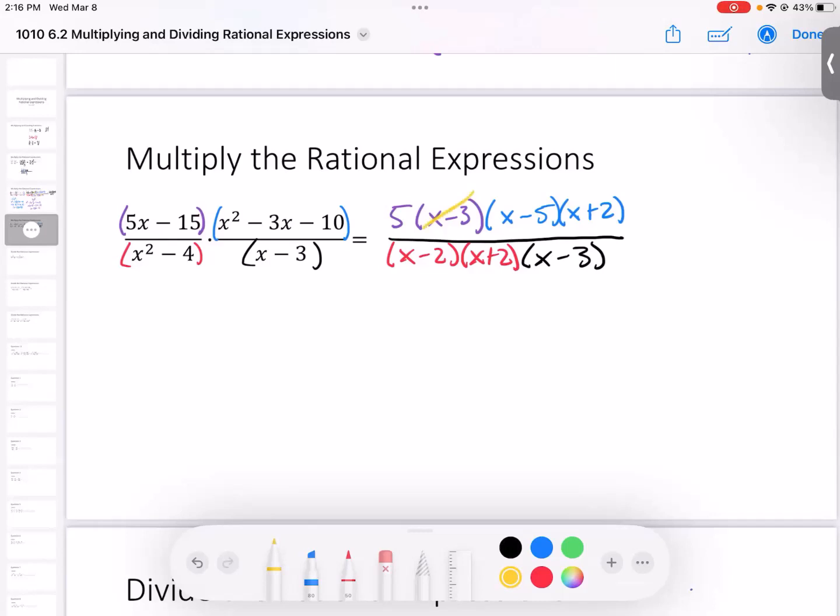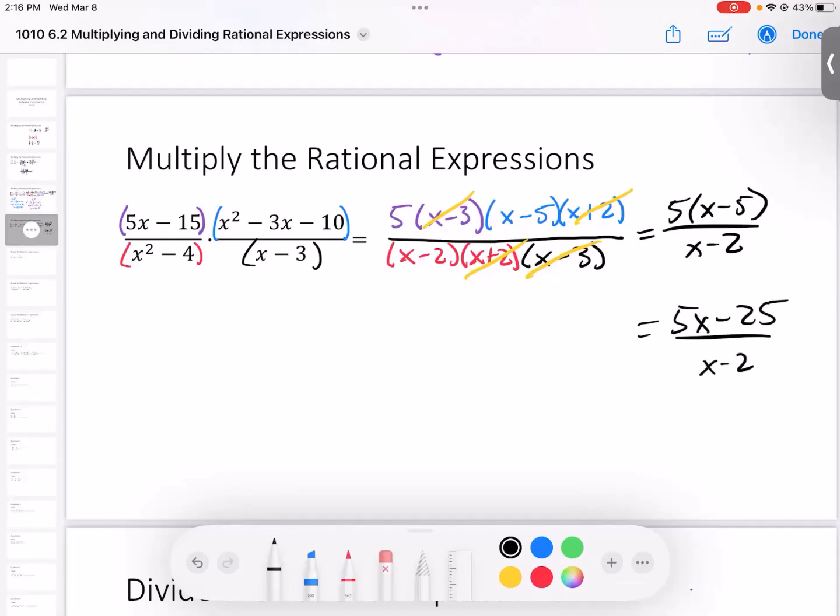So x minus 3 divided by x minus 3 will cancel out. X plus 2 divided by x plus 2 will cancel out. And it looks like that's everything. So I'll end up with 5 times x minus 5 over x minus 2. And this one wouldn't be terribly hard to distribute. So you could also just write this as 5x minus 25 over x minus 2. Either one of those would be correct. I usually tend to leave it in factored form, especially if your answer is more complicated. But either one of those would be correct.